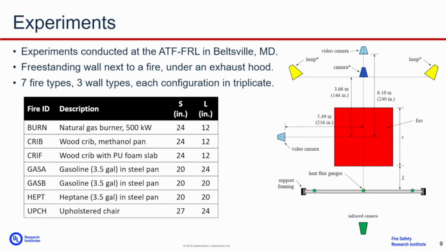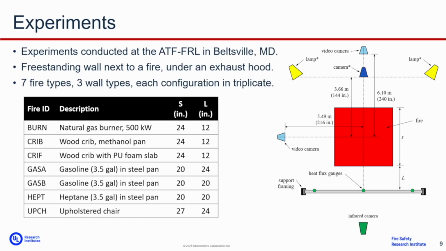So all the experiments were conducted at the ATF Fire Research Lab facility in Beltsville, Maryland. Experiments consisted of a freestanding wall placed adjacent to a fire source, all located under a calorimetry hood. It's calorimetry, not colorimetry. So this hood is designed to essentially measure the rate of heat evolution from the fire and any other combustible objects, i.e. the wall.